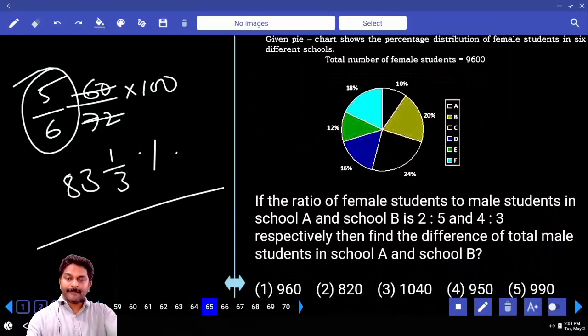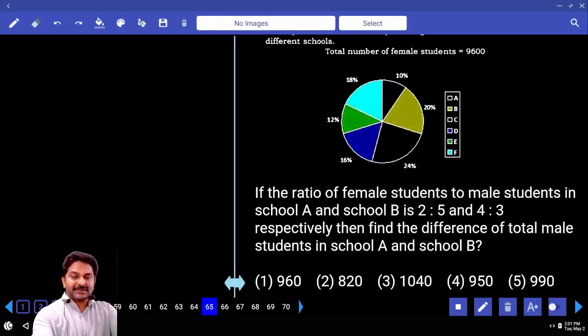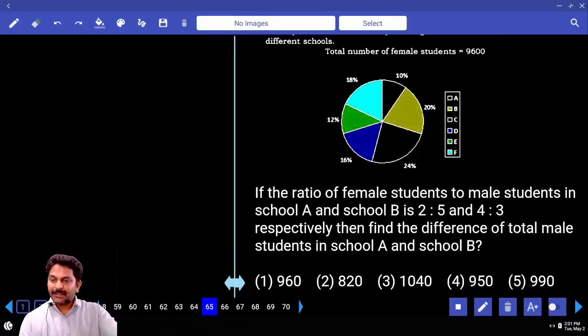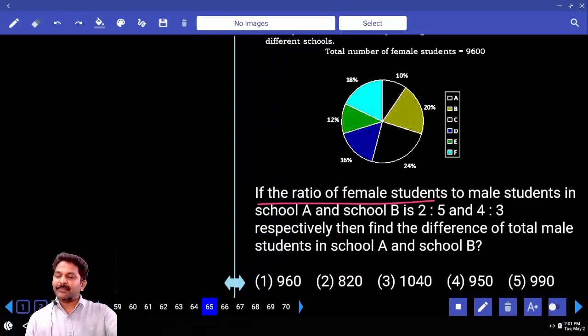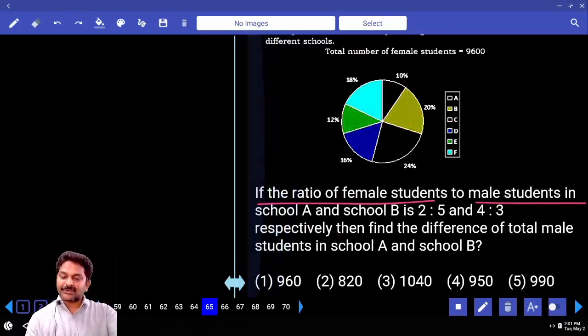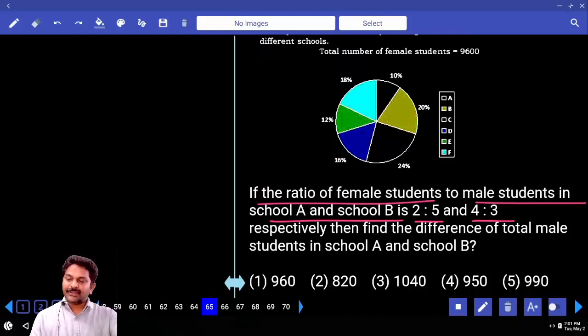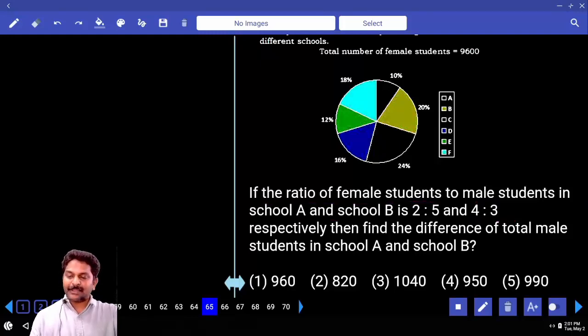Right. Total number of female students 9,600. A, B, C, D, E. All values are given. Okay, continue. If the ratio of female students to male students in A, B is 2:5 and 4:3 respectively, find the difference of total male students in school A and school B.